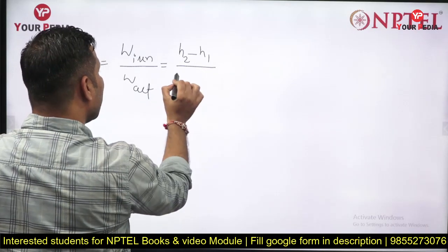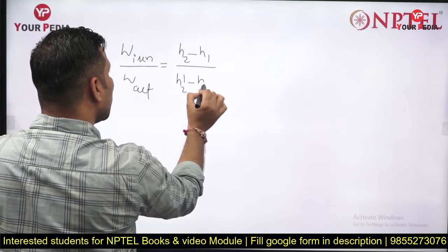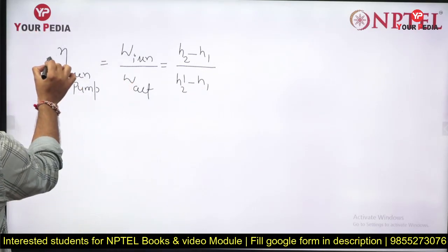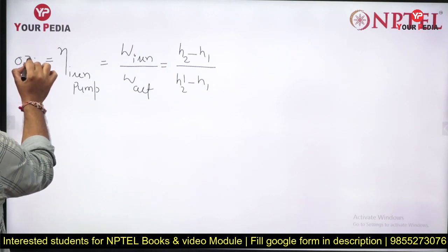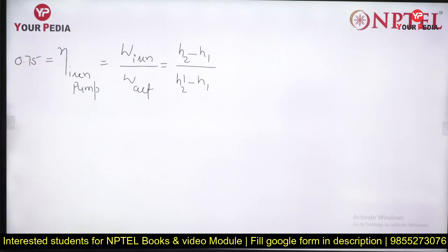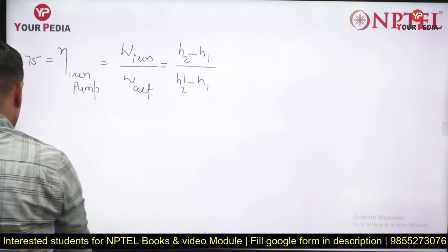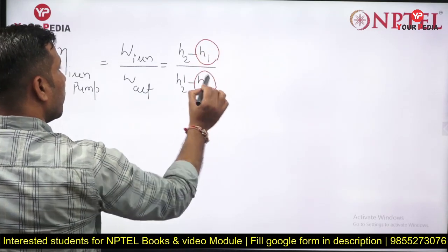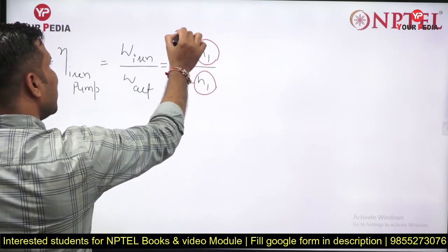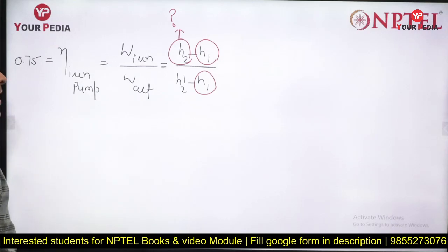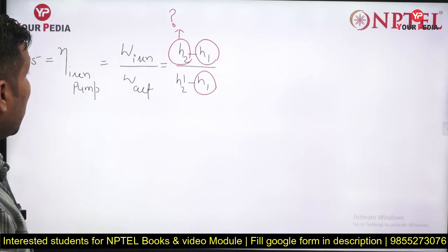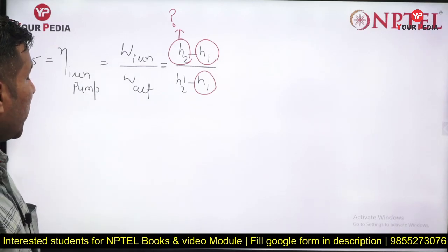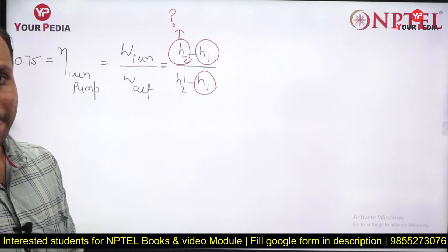How much is the actual work given? This is H2 dash minus H1. And this is equal to 0.75, because the isentropic efficiency of the pump is given to us as 75%. So in this case, we know H1. What is H2, guys? H2 is not directly known to us, but we can evaluate it.